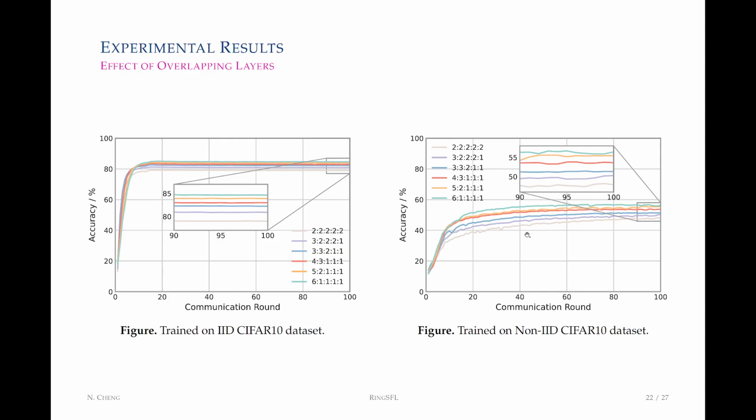datasets. The observed phenomenon can be explained by the training process of RingSFL, where overlapping layers accumulate gradients from different clients. This accumulation enhances the reliability of gradients in the overlapping layers, leading to more effective optimization of parameters towards the global optimum.